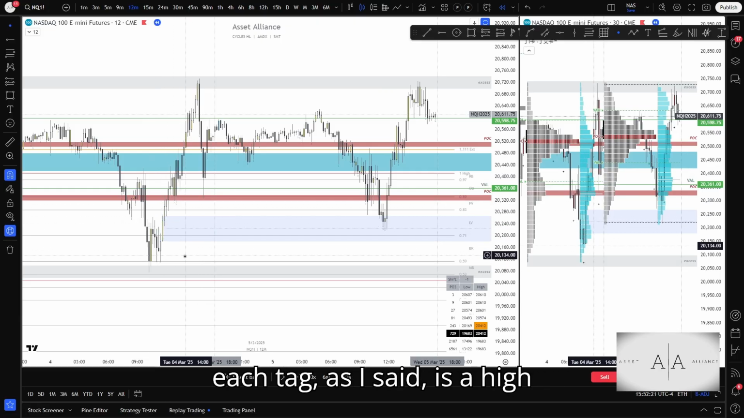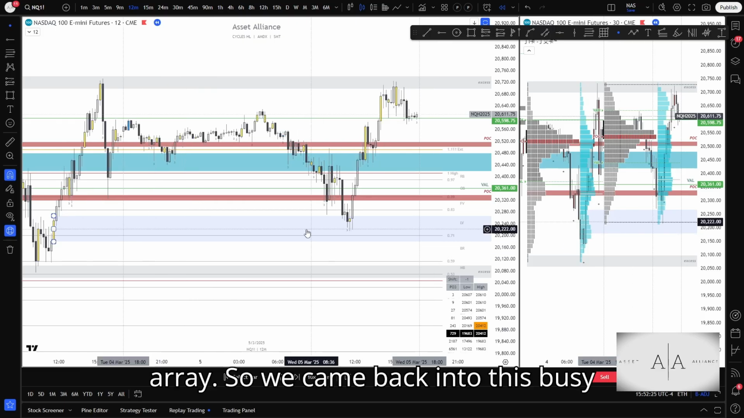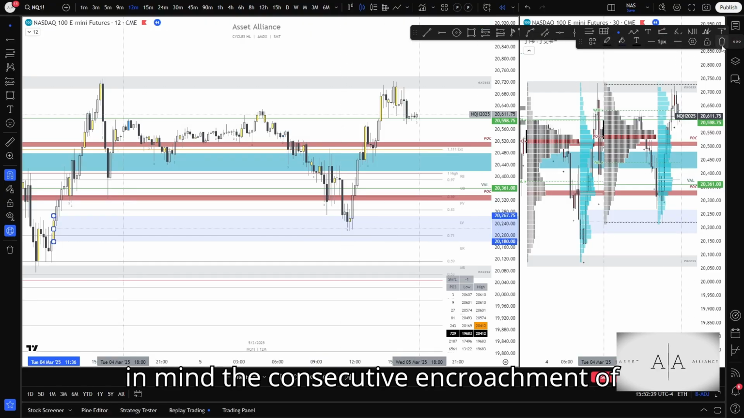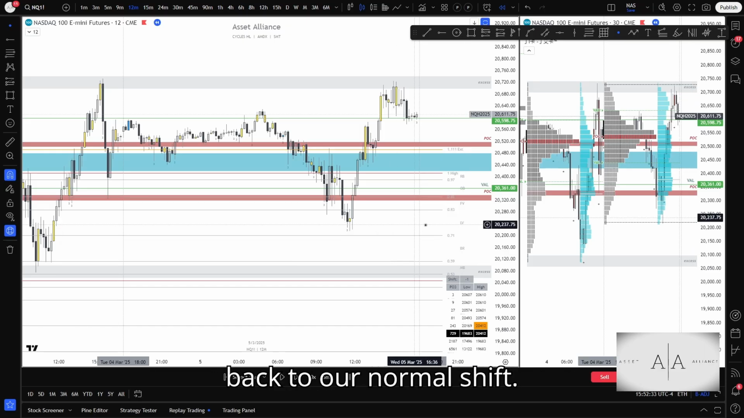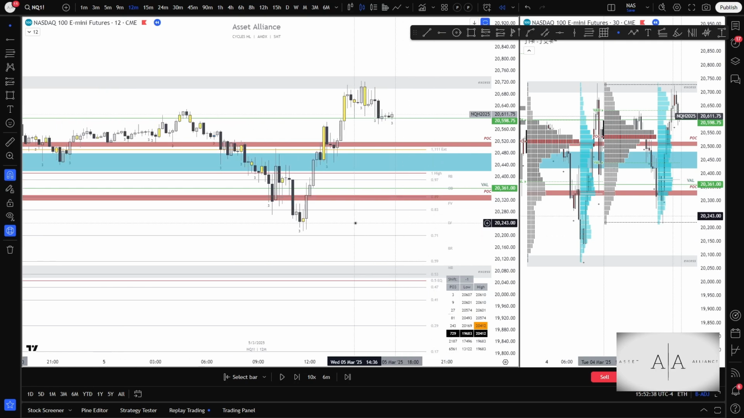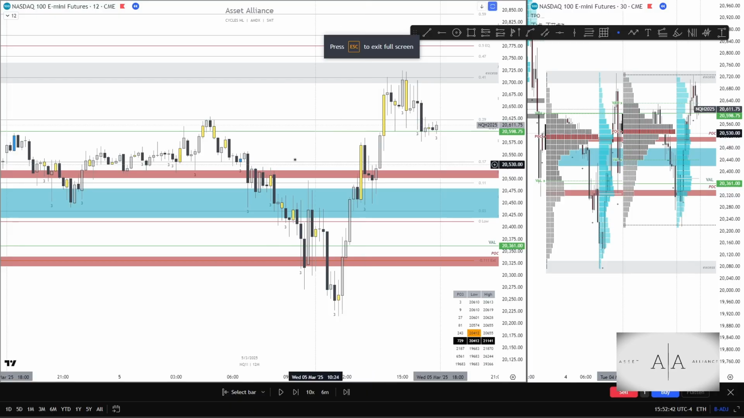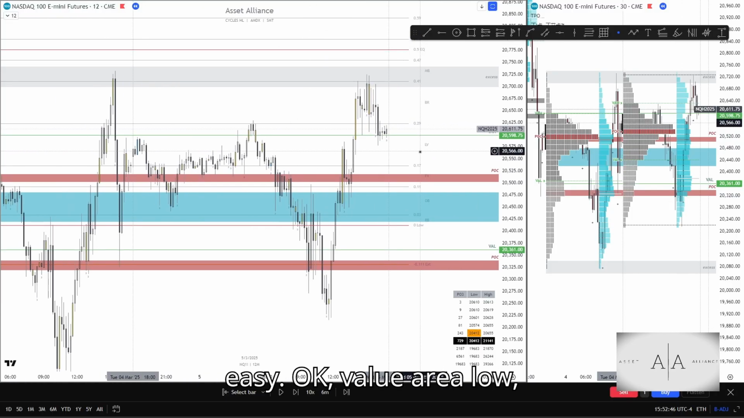So each TAC, as I said, is a high probability PD array. So we came back into this BISI for then higher prices. Now you can keep in mind the consequent encroachment of the liquidity void. We're going to come back to our normal shift. And so it's pretty easy, okay?